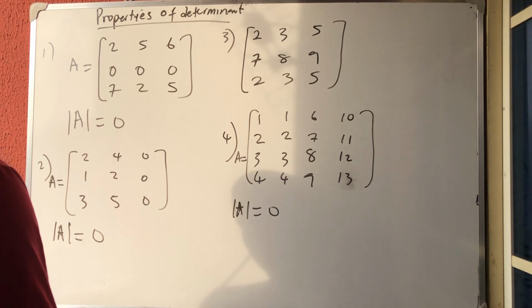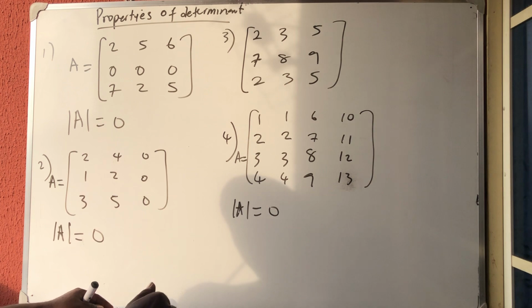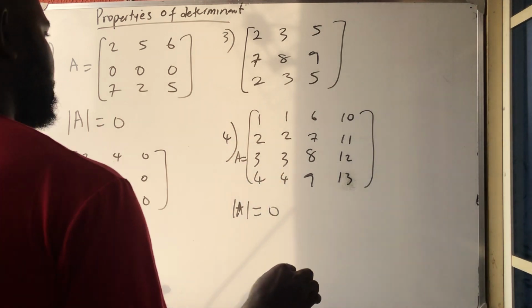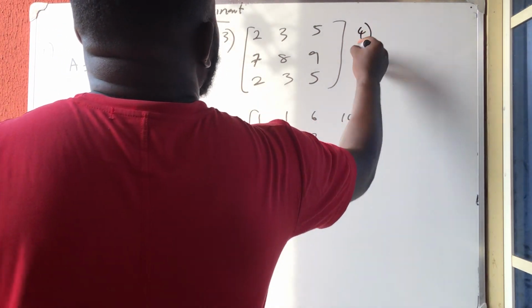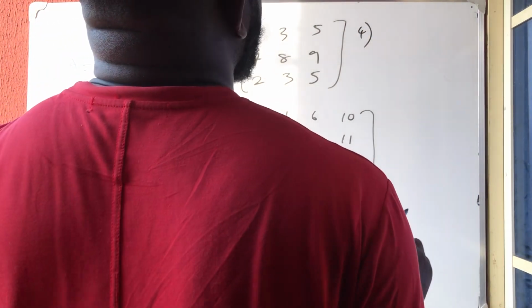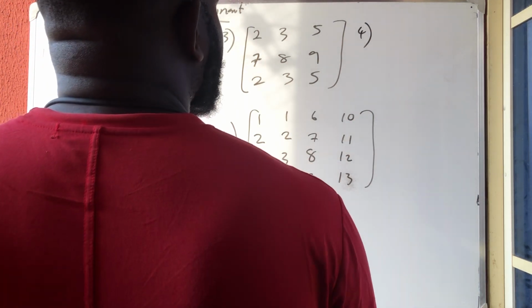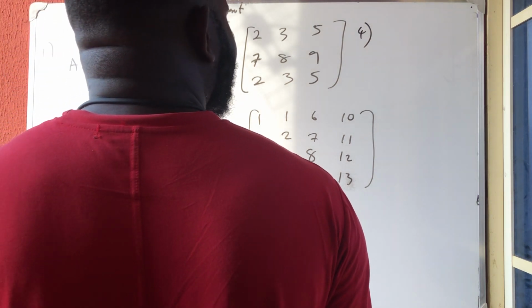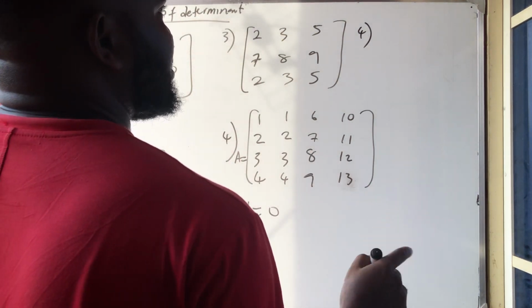Very, very important. Another one, you need to know that if A is a triangular matrix, either upper or lower, the determinant is simply the product of the entries in the leading diagonal. Okay, number 4. Don't forget the types of matrices we have. There's a type of matrix called upper triangular or lower triangular. Once a matrix is upper or lower triangular, the determinant of that matrix is simply the product of all the leading entries of the diagonal.